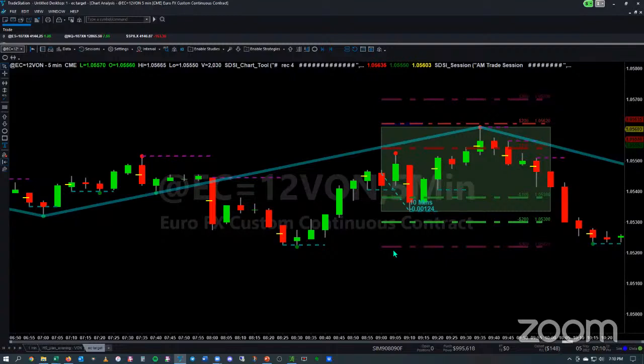And so, ultimately that time of day may be fine. It's just, you may have to use a different method to determine whether you want to go short or long. And the $100 target is pretty small.